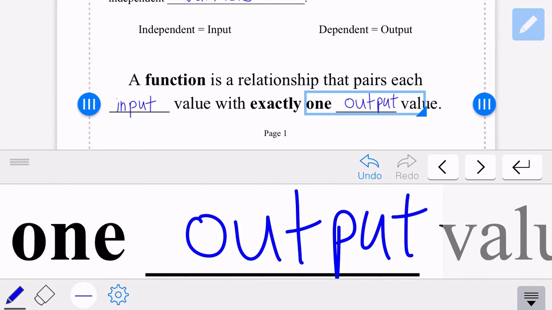Okay, so a function is a relationship that pairs each input value with exactly one output value. That's going to be the key definition of a function that you need to know.